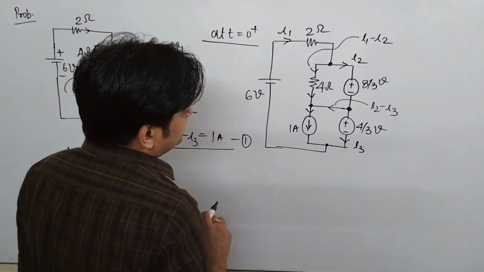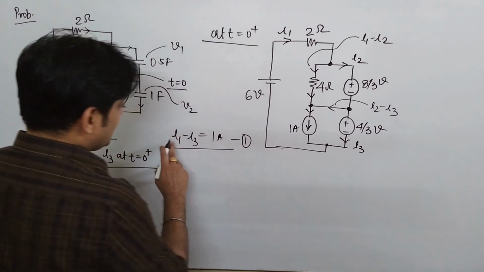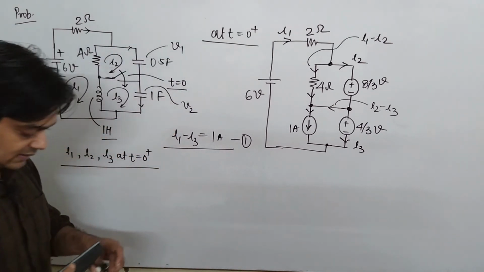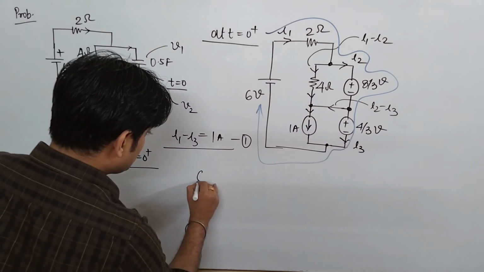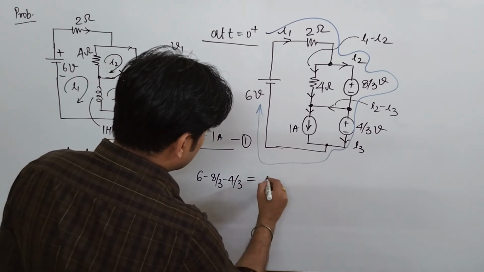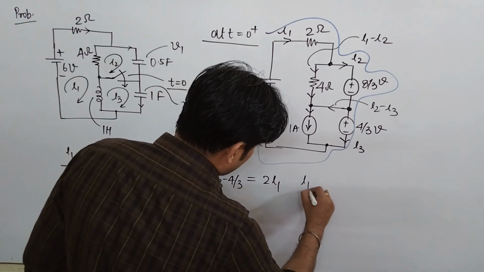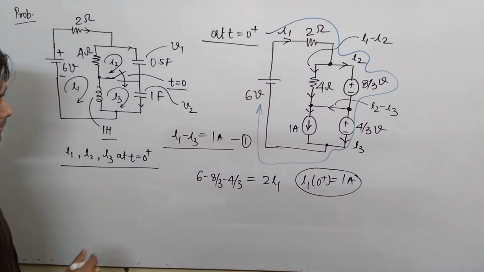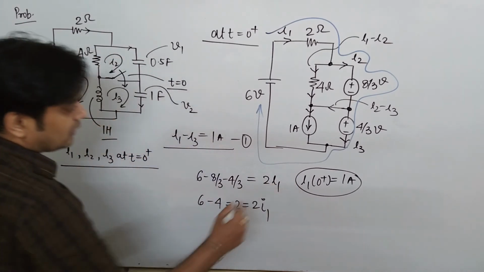Now, can you get the value of I1? See, this I1 minus I3, all of it is at 0 plus. So from here if you apply this KVL, it comes to be minus 2 plus 6 minus 8 by 3 minus 4 by 3, that is equal to 2 into I1. Very simple. This comes to be 6 minus 4, that is 2, that is equal to 2 of I1. So I1 at 0 plus comes to be what?